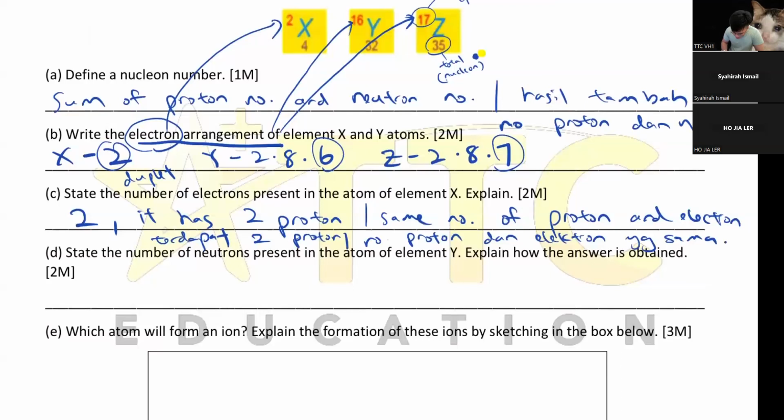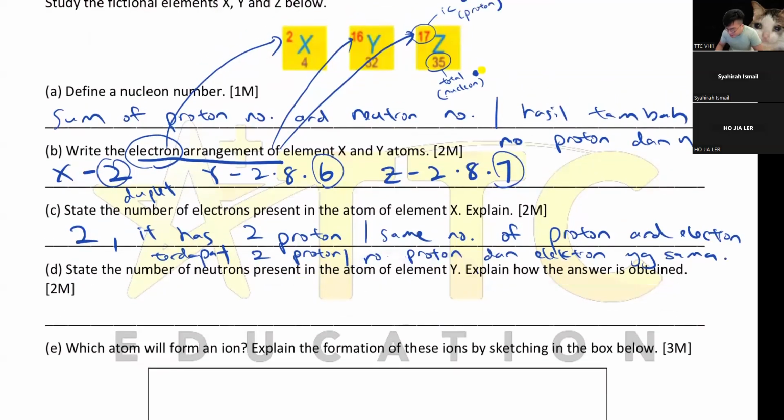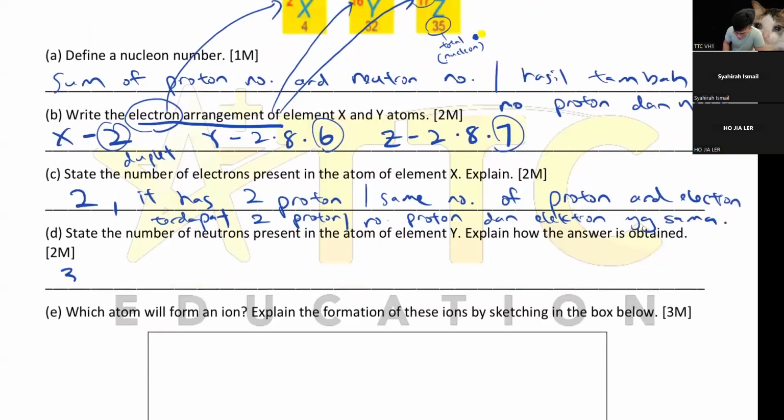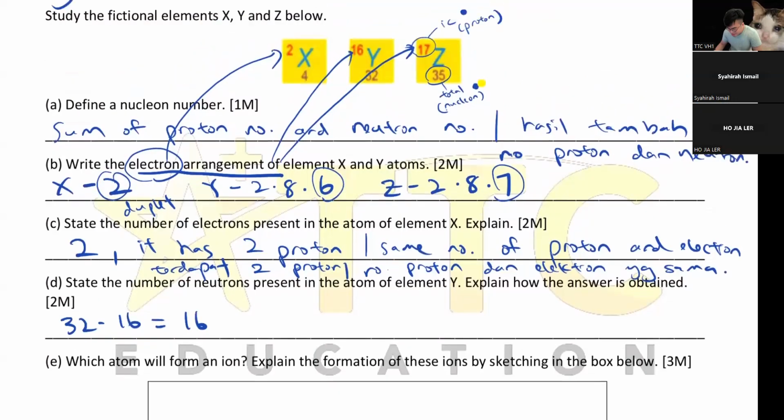All right, so D: state the number of neutrons, the yellow balls, present in the atom of element Y. Explain how the answer is obtained. So guys, how do you get the number of yellow balls for this guy? You just take the total number minus the blue ball, isn't it? Total ball minus blue ball, you get yellow ball. Guys, this is just kindergarten logic, right? You don't tell me you don't understand. Okay, so 32 minus 16, you get 16. So 16 neutrons.